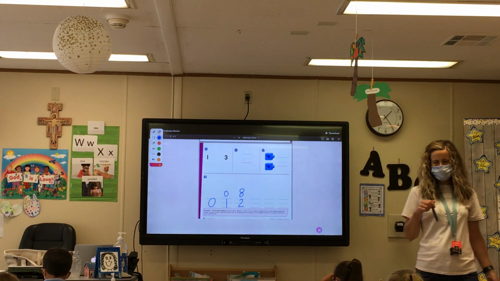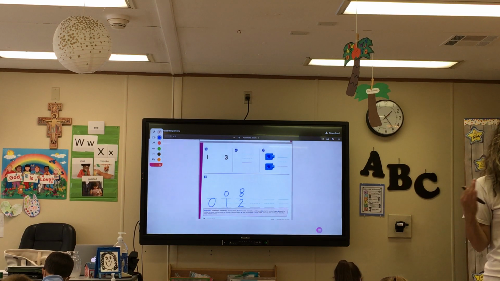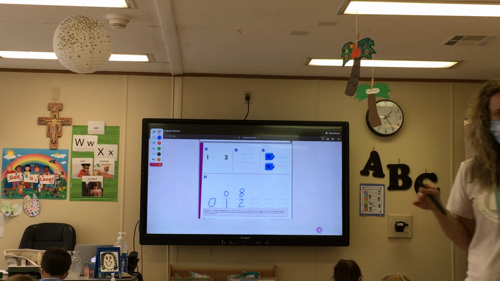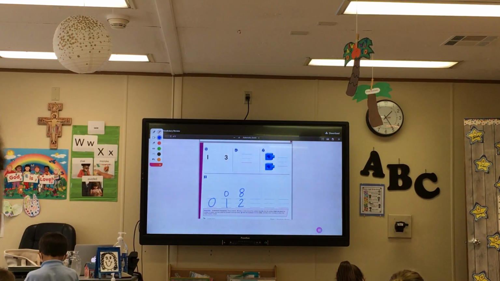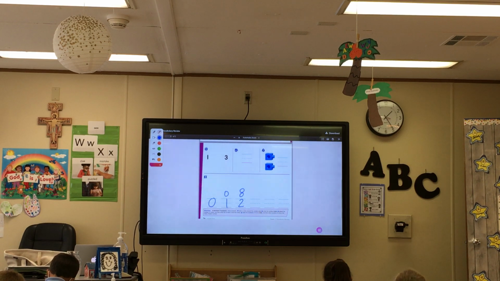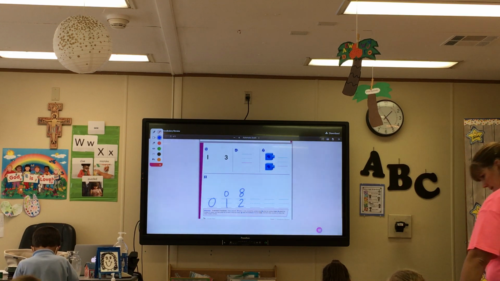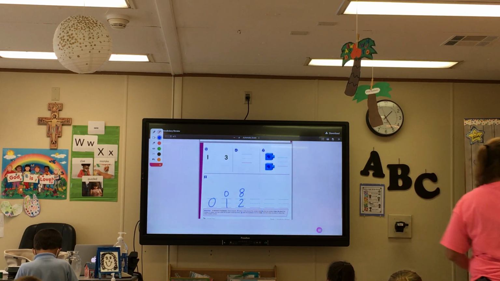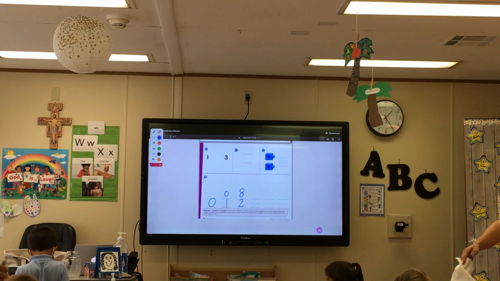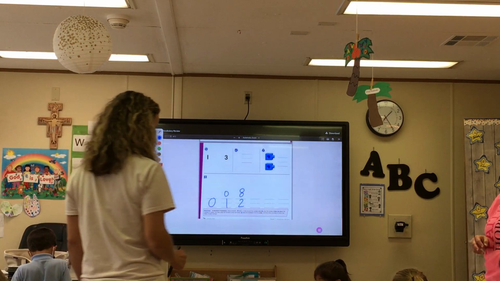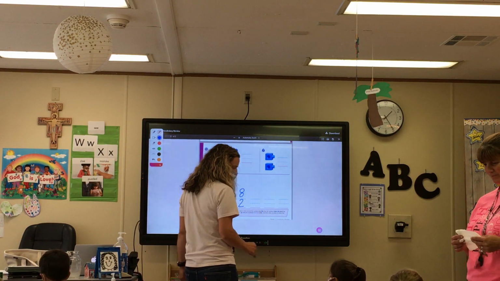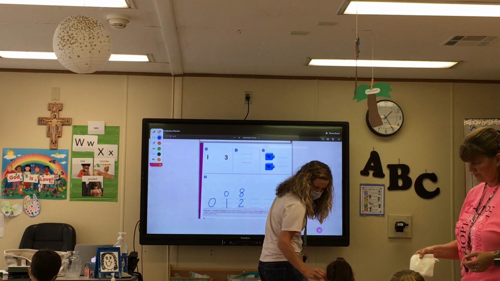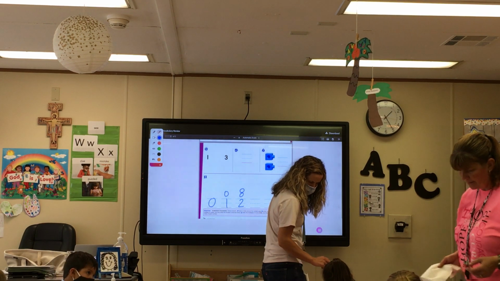So 3, I need to see your 3 counters. 4, give me 4. 5, show 5. Count as you draw. Keep going, keep going. You need to clean it? No, it's right here. There you go. Make sure the counters are above the numbers. They need to be above each one. Okay?